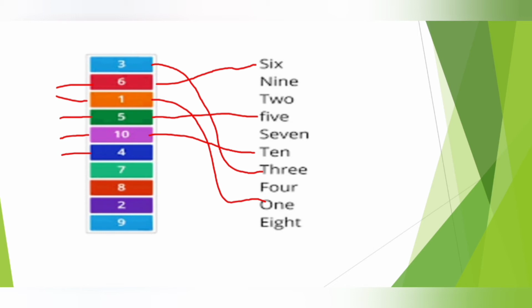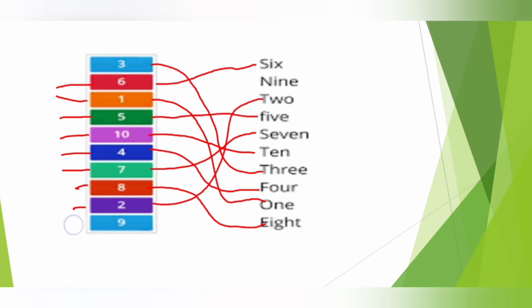What is this number? 4. F-O-U-R, 4. The number is 7. S-E-V-E-N, 7. The number is 8. E-I-G-H-T, 8. 2. T-W-O, 2. 9. N-I-N-E, 9. Very good.